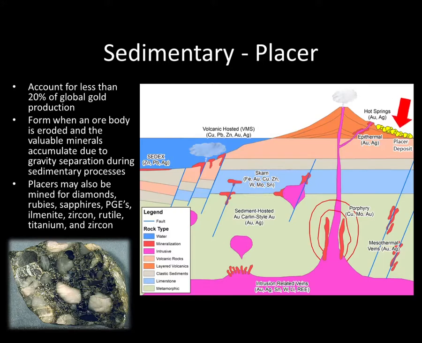Other minerals that can occur as placer deposits include diamonds, rubies, sapphires, and alloys of platinum group minerals because they are hard and resistant to weathering. Beach sands can have high concentrations of detrital or heavy minerals such as ilmenite and rutile and are also a major source of the high technology metals titanium and zirconium.